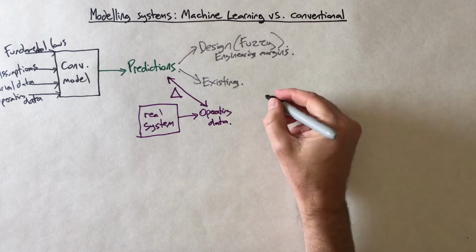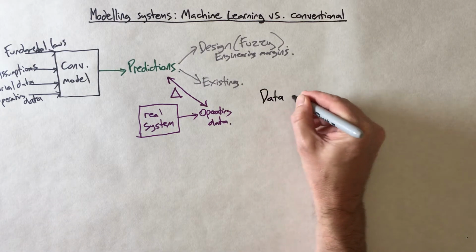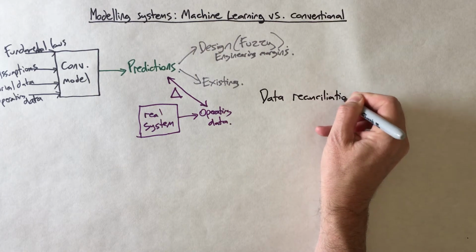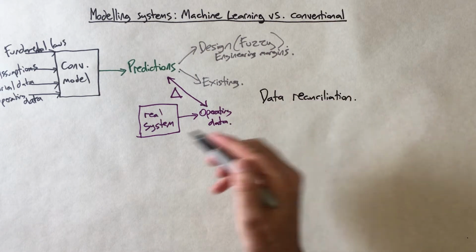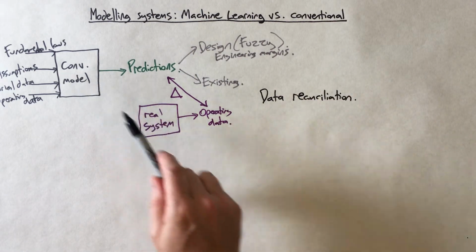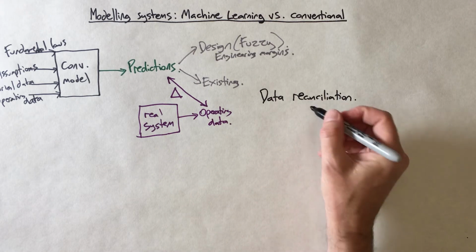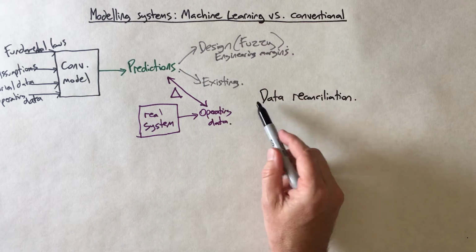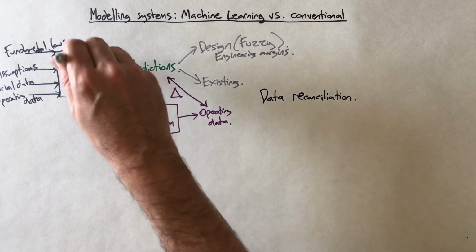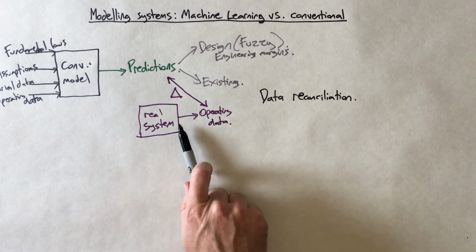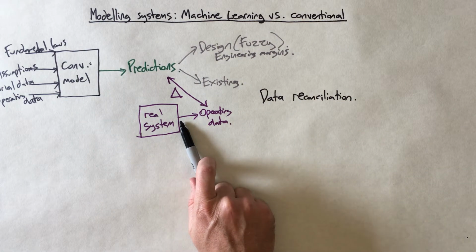Well, we can go through a process known as data reconciliation. It's not something that's done very often, but if you've got models for a real system that are absolutely critical, a data reconciliation is a statistical process where we can actually tweak the parameters of our model so that they line up nicely with the operating data. And I'll give you an example.